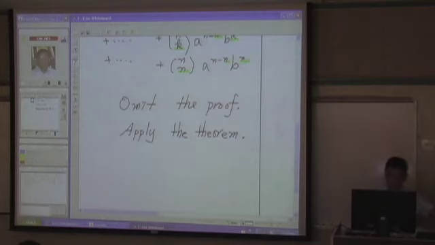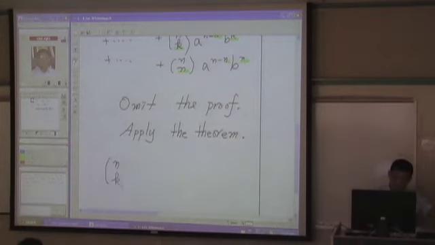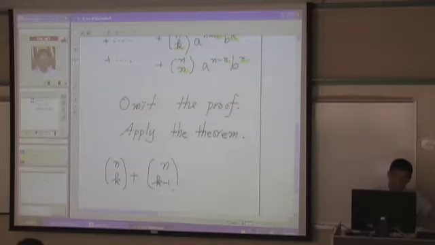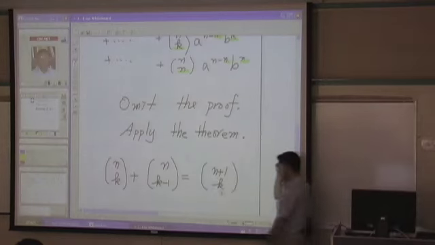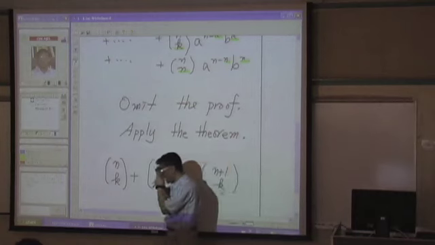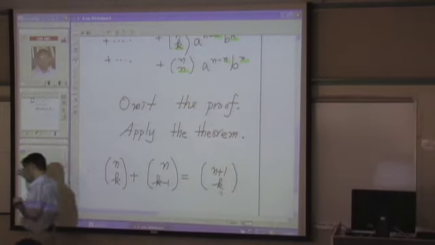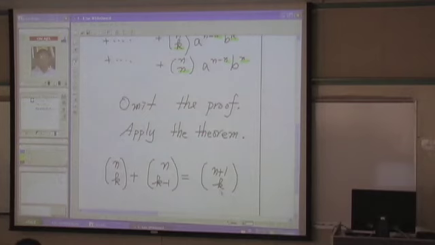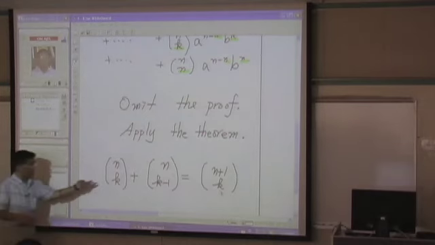But before going further, I will show you one more fact. One more fact is this one: n choose k plus n choose k minus 1 equals n plus 1 choose k. I will use this fact, and I can prove it by calculation. So let's use previous facts to prove this.